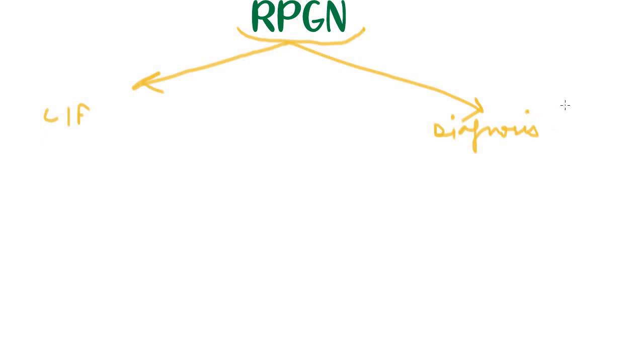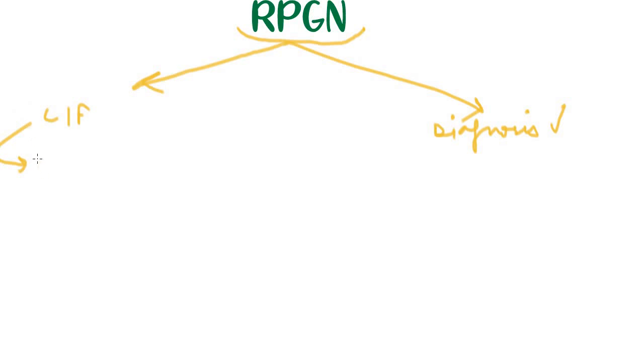In today's video, we are going to take on RPGN, or rapidly progressive glomerulonephritis. In this video, we'll talk about the clinical features of RPGN and also the diagnosis, like how do we diagnose a case of RPGN. So let's take on the clinical features first.